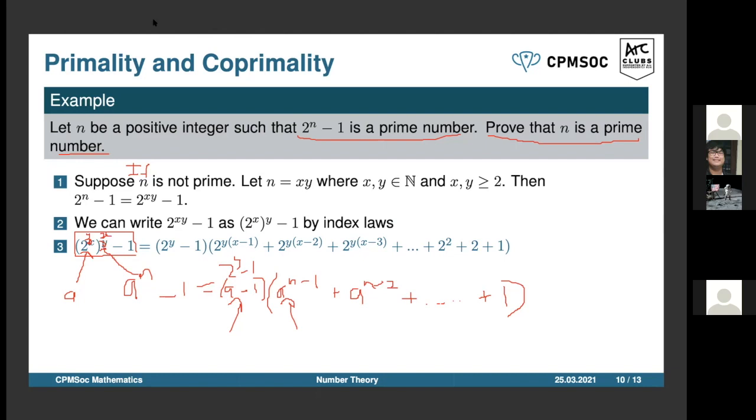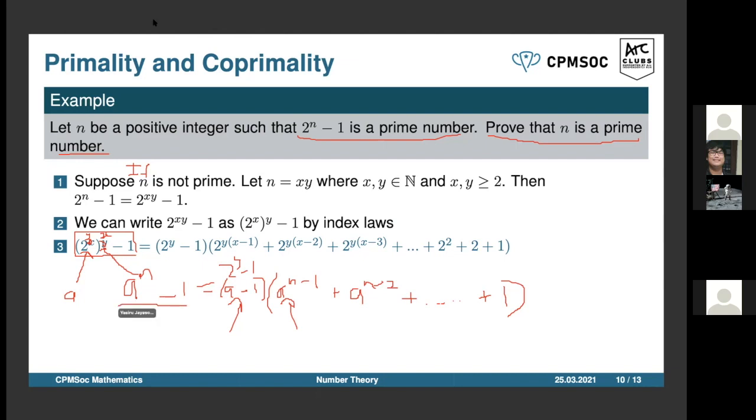Sorry, Yasiru. I might just point out, if this identity is confusing to you, dividing by a minus 1 on both sides, you'll see that it's just a geometric series. So that's perhaps a good way to remember that kind of identity. It's just a geometric series formula.